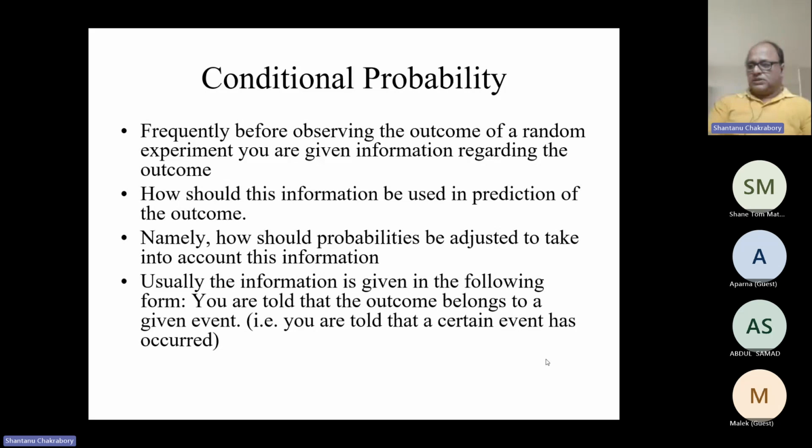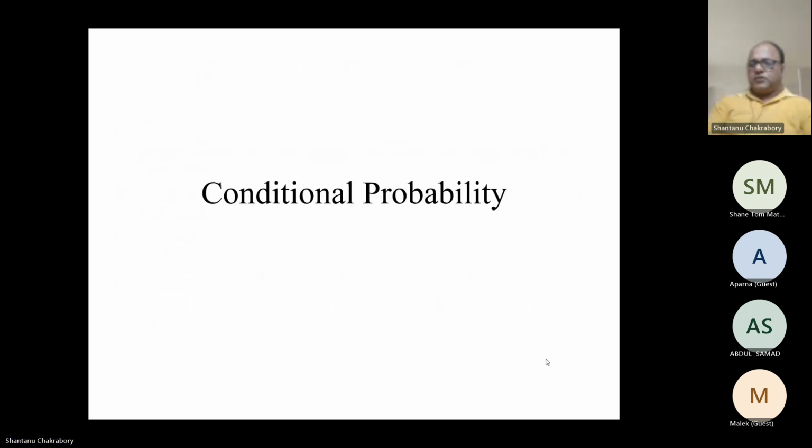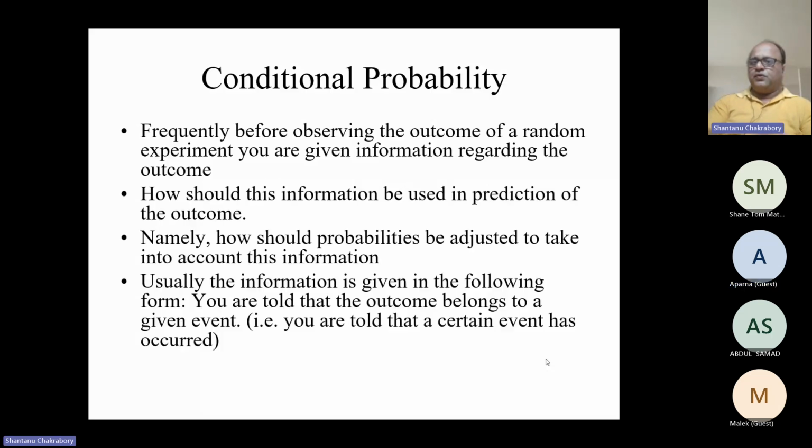What is based on probability. But what we like to explore is conditional probability. Conditional probability: before observing the outcome of a random experiment, how can this information be used in the prediction of the outcome, which is very important? How should the probability be adjusted, and what type of information do we need to keep in account?